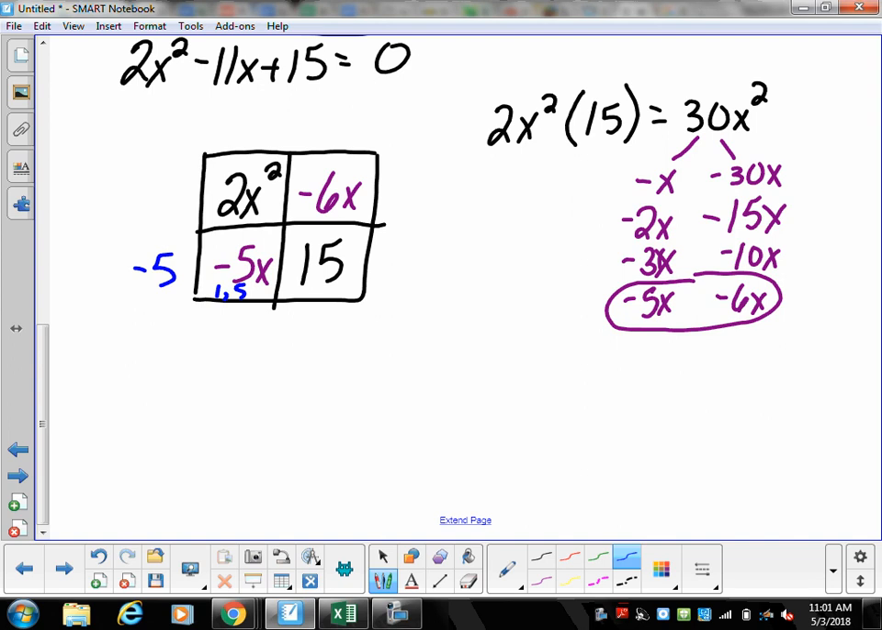We know both of these have an x, so I'm going to put the x out there. And the factors of 2 are 1 and 2. Is the 2 also a factor of the negative 6? Yes. So that'll be 2x there. So our first factor is 2x minus 5.